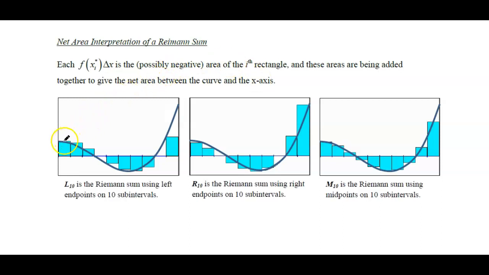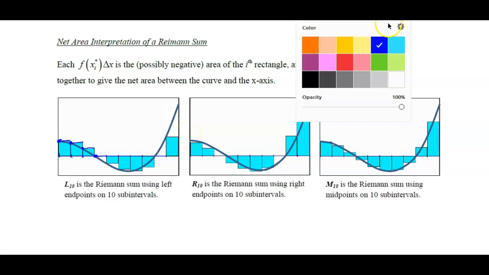With this left one, it looks like 10 subintervals. So this L10 means I'm doing a left-hand sum with 10 subintervals. We've already subdivided, so here are our subdivisions across the x-axis. We're just using the left side to get all the heights of these particular rectangles. Whatever value is on the left of those intervals, we're going to use that to make the height of that rectangle.